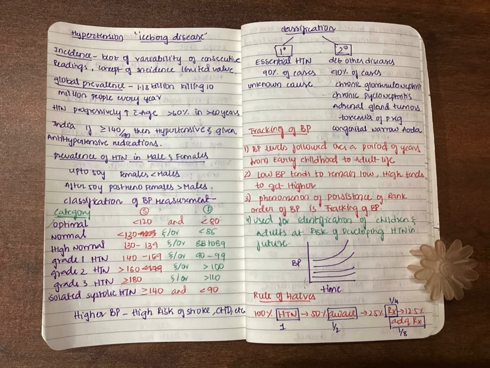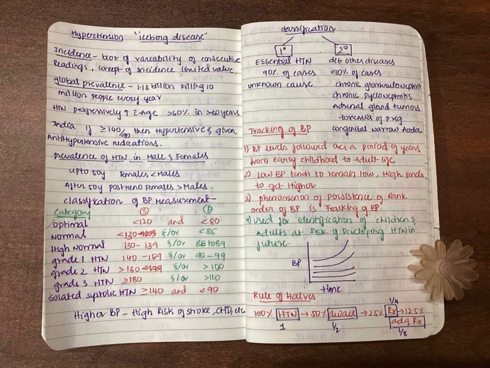So tracking of BP. What is tracking of BP? BP levels are checked over a period of time from early childhood to adulthood. This particular thing is called tracking of BP. Lower BP tends to remain low even as age progresses, and higher BP tends to get higher as age increases, right? This phenomenon of persistence of rank order of BP is called tracking of BP.